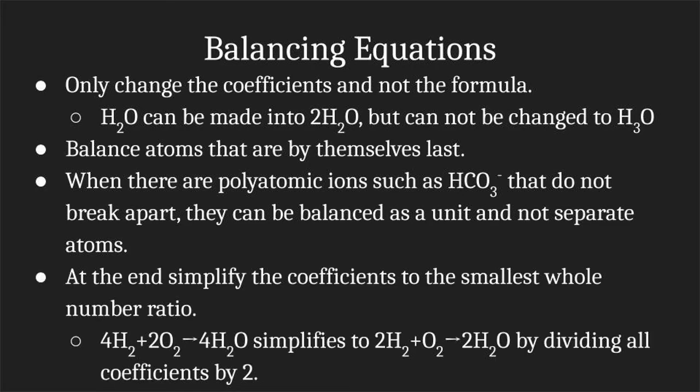And then the last step is that we have to simplify the coefficients to the smallest whole number ratio. So if we had 4H2 plus 2O2 goes to 4H2O, we could divide all those coefficients by 2 and get 2H2 plus O2 goes to 2H2O. The last thing to mention, I didn't write it here, is that we can omit a 1, because if there's no number, it's implied to be a 1. So now let's try some examples.